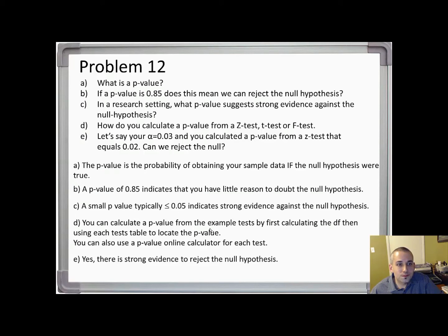Part E, let's say your alpha is 0.03, so different than the norm, and you calculated a p-value from a z-test that equals 0.02. Can we reject the null? Yes. There's enough evidence to reject the null in this case.